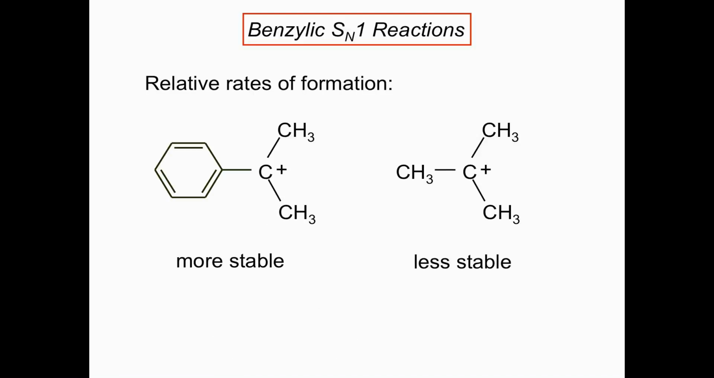Compare here on this slide the relative stabilities of a benzylic carbocation with a tertiary carbocation. Notice again that the tertiary carbocation has no resonance structures, while the benzylic carbocation has 4 resonance structures. Again, the delocalization of the charge throughout the ring makes the benzylic carbocation that much more stable than even a tertiary carbocation.